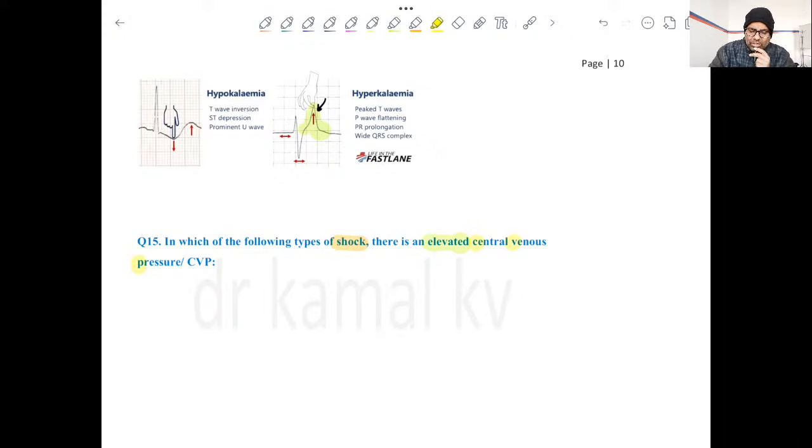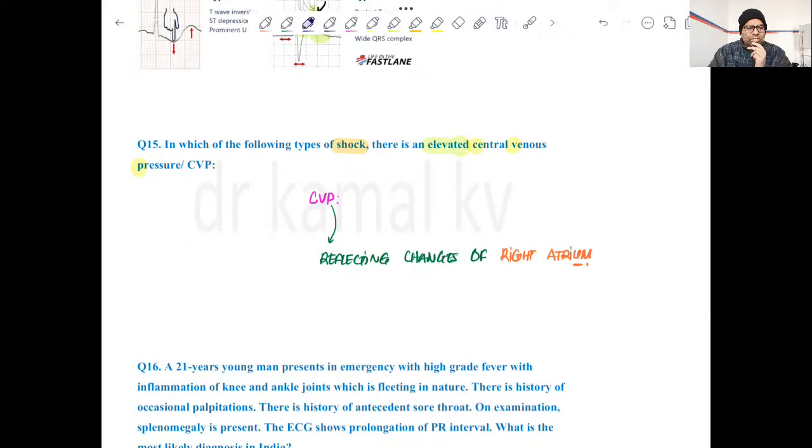Then moving forward, in which type of shock is there elevated CVP, central venous pressure? Now central venous pressure is actually reflecting changes of right atrium, right? So it is reflecting pressure changes in right atrium. So if there is any condition, very good Aditi, very good Avinash, which is leading to increase in pressure in heart chambers, that will obviously increase the CVP.